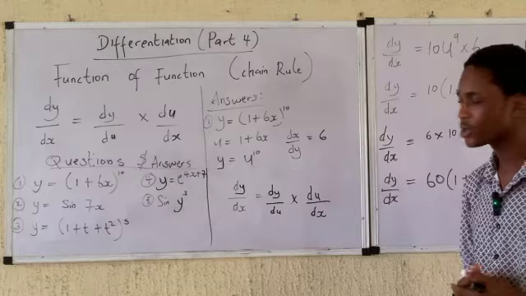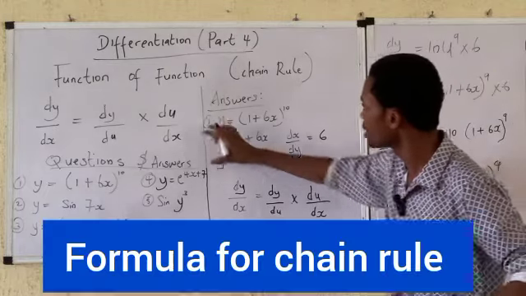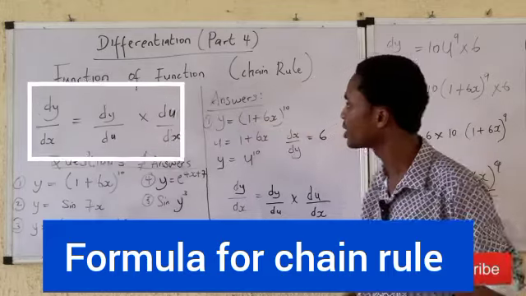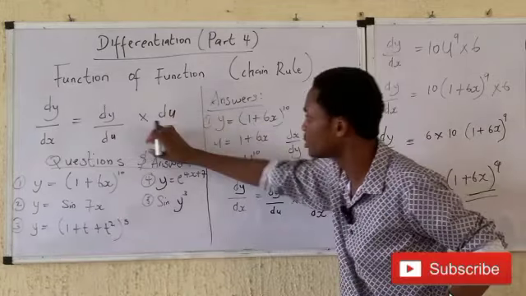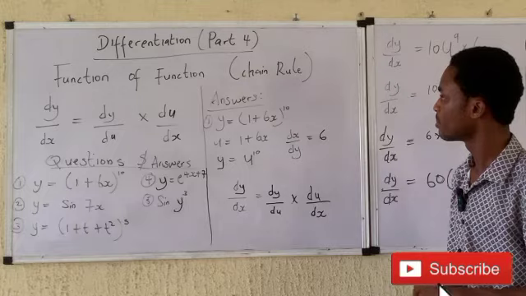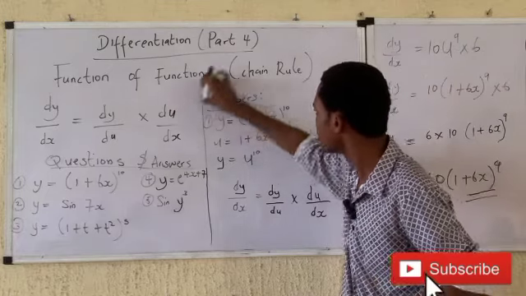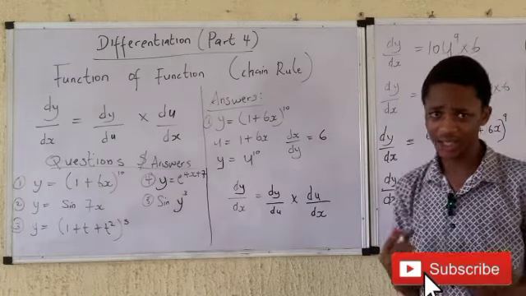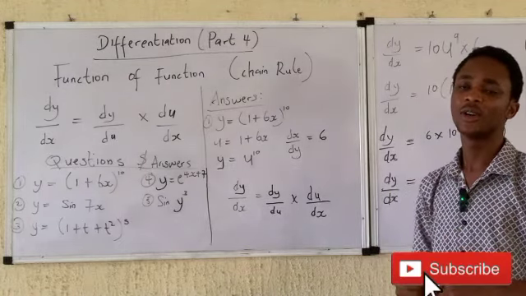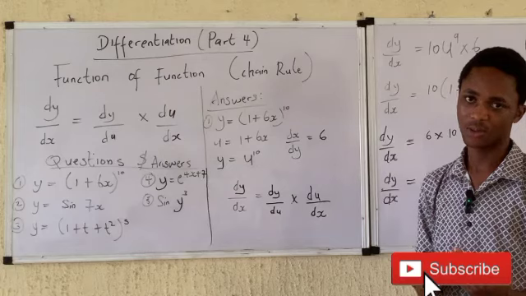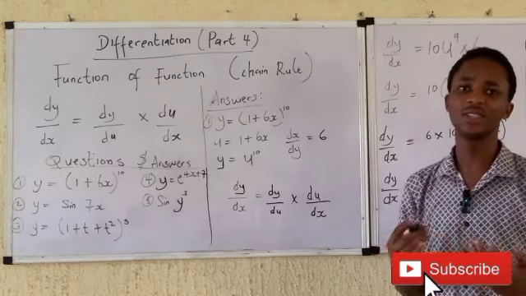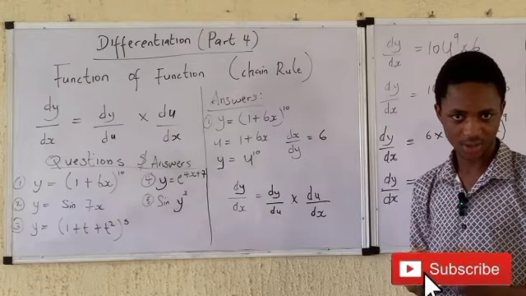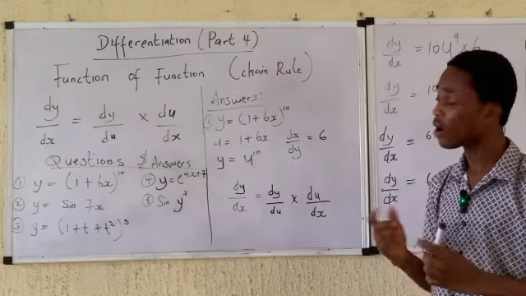This course is calculus, and with the formula displayed on the board, dy/dx equals dy/du times du/dx. So this is the general formula for the chain rule. What do you understand by the chain rule? The chain rule is the derivative of a composite function, whereby a function is inside another function. So that is what the chain rule is all about.